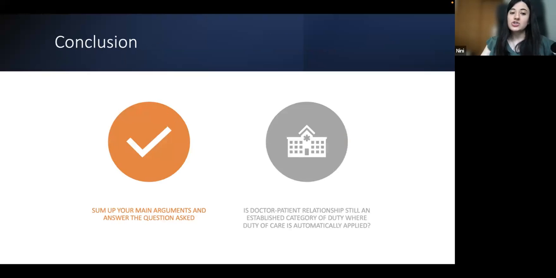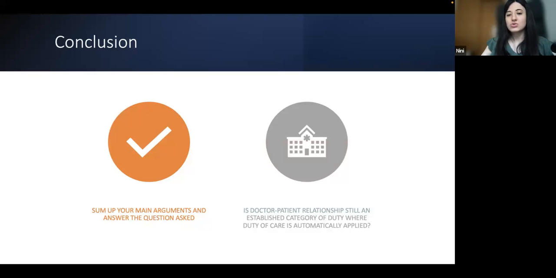In the conclusion, you should sum up your main arguments and answer the question asked. The question was, is doctor-patient relationship still an established category of duty, where duty of care is automatically applied? You have already presented by this point arguments for and against, reasoned arguments from case law, journal articles, your original arguments as well. So you have explored both sides of the legal issue, and now you should answer the question asked. After discussing both sides of the issue, which side do you think is more convincing and why?